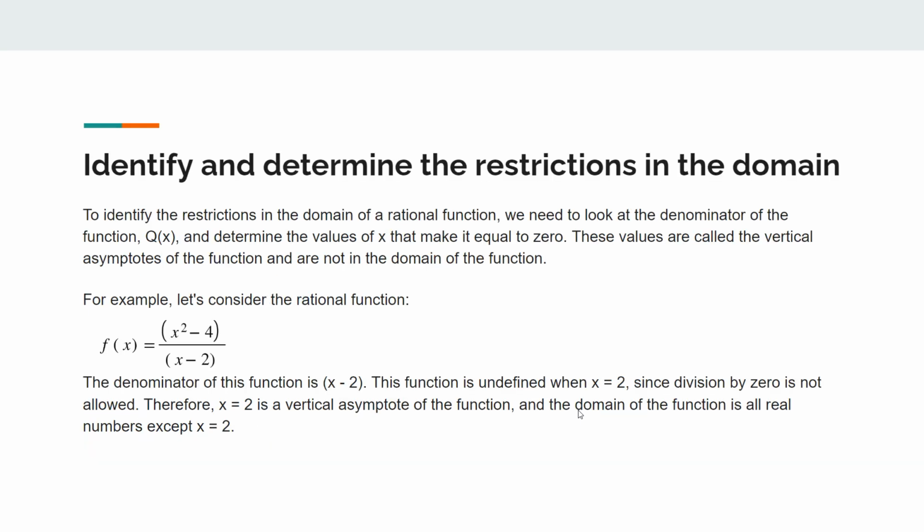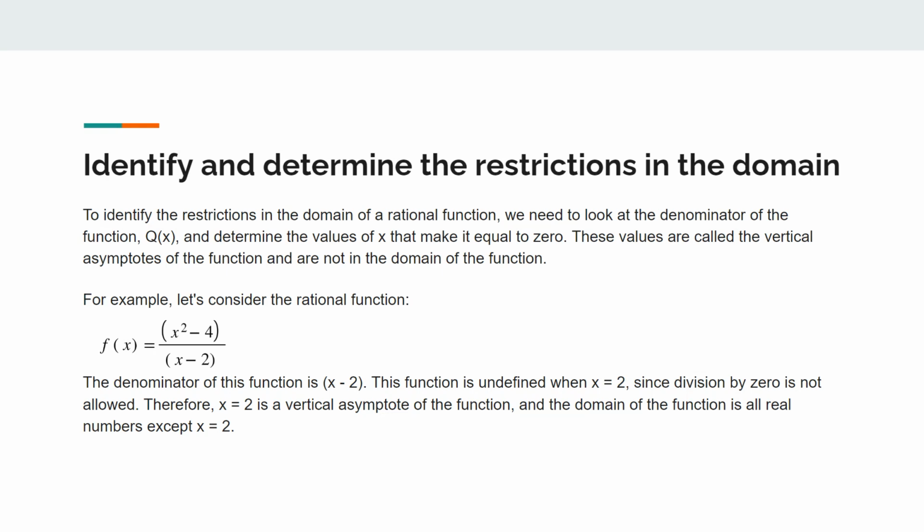Identify and determine the restrictions in the domain. To identify the restrictions in the domain of a rational function, we need to look at the denominator of the function, q of x, and determine the values of x that make it equal to 0. These values are called vertical asymptotes, and are not in the domain of the function.